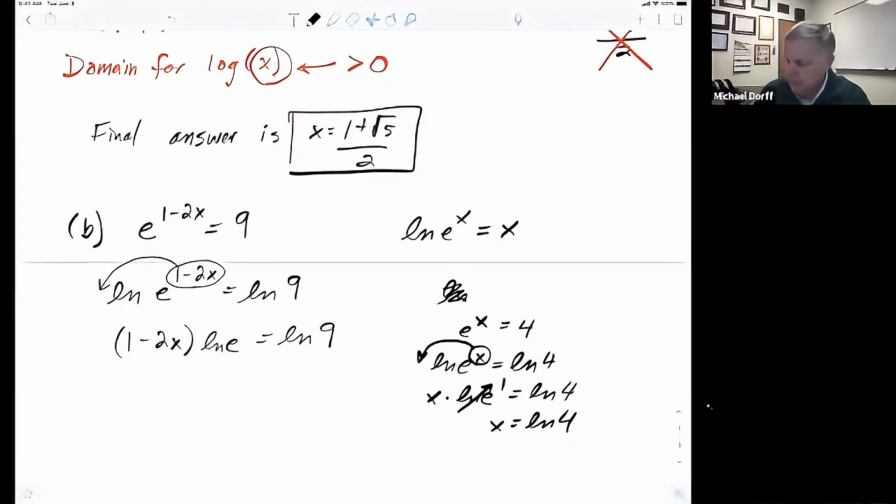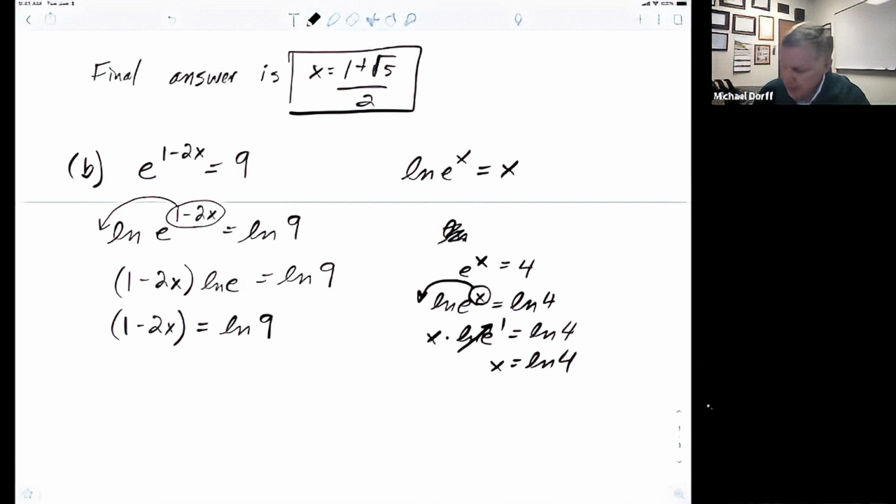Going back to our problem here now, we have 1 minus 2x. The natural log of e is 1. So we have 1 minus 2x equals the natural log of 9. I'm going to solve for x. So I'm going to subtract 1 from both sides. So I get negative 2x equals minus 1 plus the natural log of 9. And now I'm going to bring that negative 2 over. I can do that either by dividing by negative 2 or multiplying by negative 1/2. Either way, I'm going to get 1/2 minus 1/2 the natural log of 9.